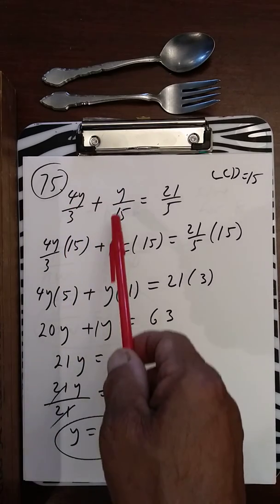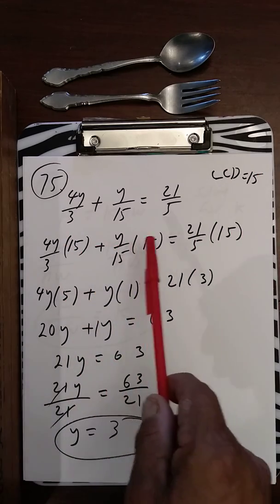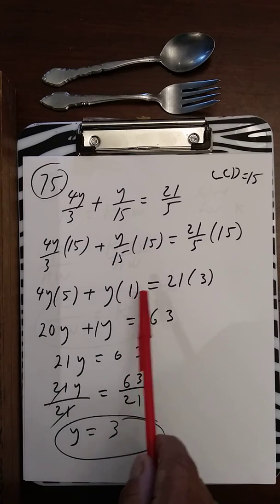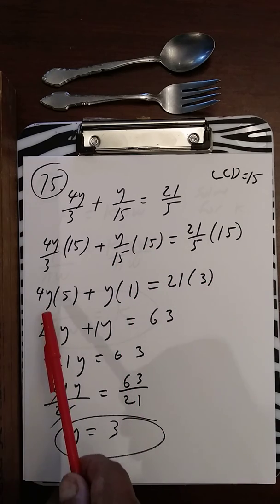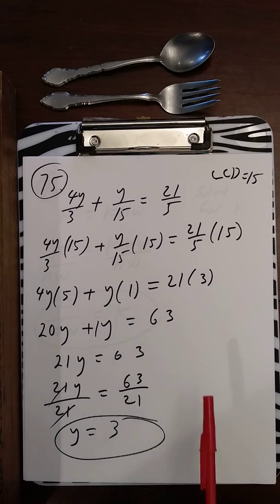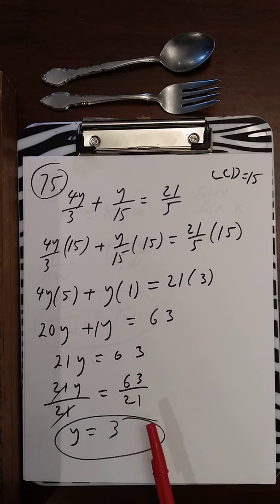4y over 3, y over 15, 21 over 5. LCD is 15. So multiply everything by 15, 15, 15. 3 divides 15, 5. 15 divides 15, 1. 5 divides 15, 3. 4 times 5 is 20y. 1 times that is 1y equals 63. 20 plus 1, 21y equals 63. Divide by 21, divide by 21. So that means that y must be what? 3.